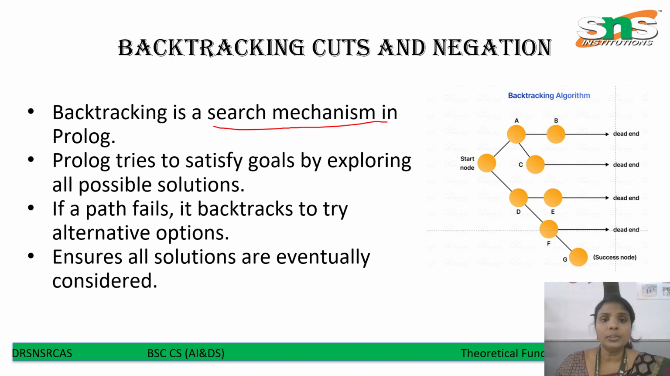For example, suppose you ask Prolog a query like likes(raj, X). It will first find one value for X that makes the statement true. If you ask for more solutions, Prolog will backtrack and check if any other X also satisfies the conditions.